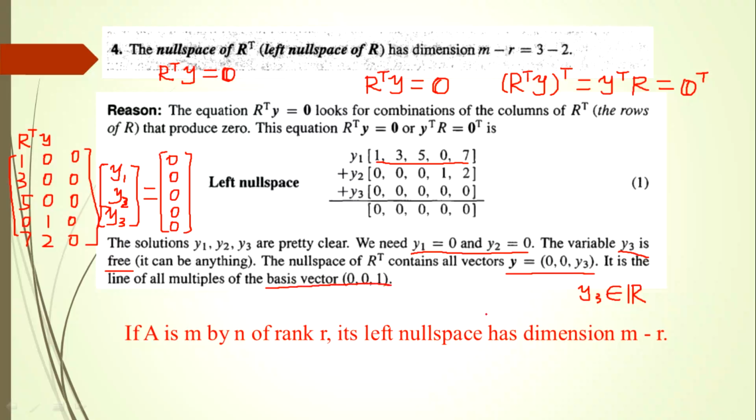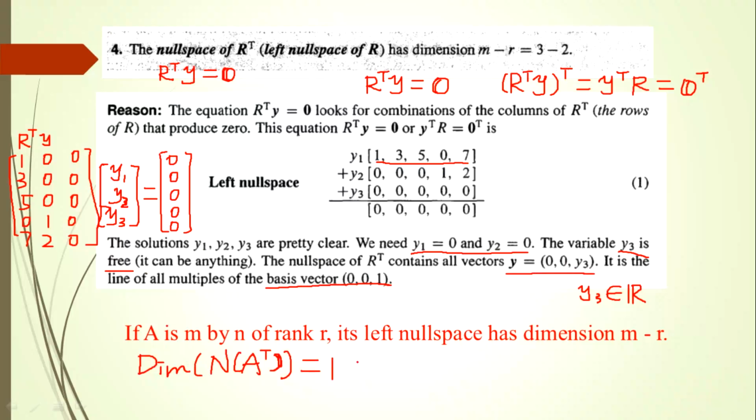And there is only one free variable. So what is the dimension of the left null space, which we write as A transpose or R transpose? It's the same thing. So the dimension should be 1, right? The dimension should be 1, because there is only one free variable. It's a multiple of those, and there is only one basis vector.